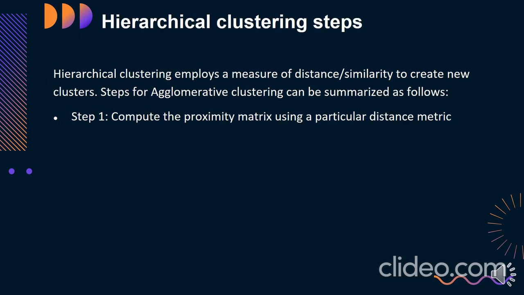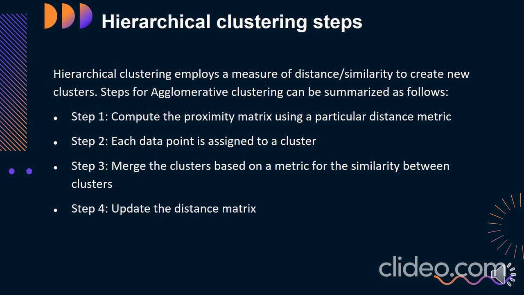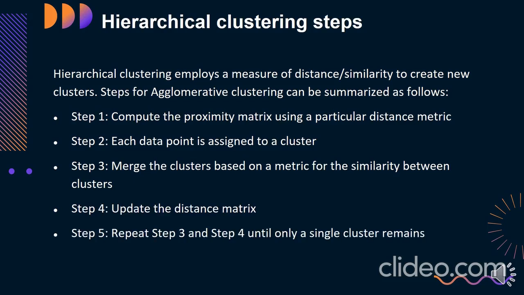Step 1 is to compute the proximity matrix using a particular distance metric. In step 2, each data point is assigned to a cluster. Step 3 merges the clusters based on a metric for the similarity between clusters. The distance matrix is updated in step number 4. And then we repeat steps 3 and 4 until only a single cluster remains.